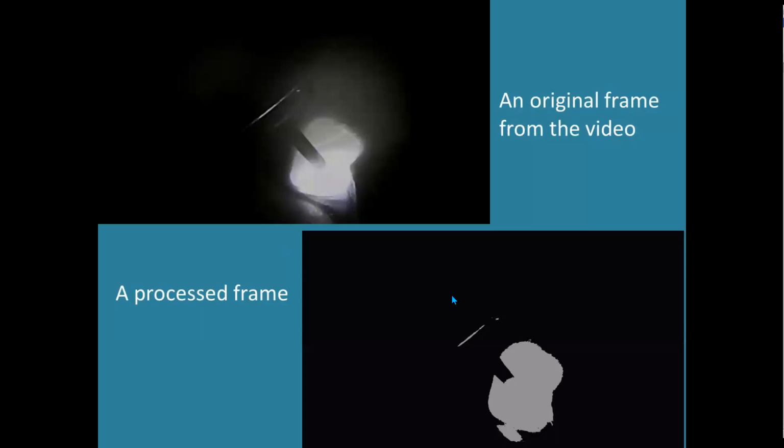These are the example images we worked on. The first one is the original image from the video, 1 frame. The second one is the processed frame. After we processed, we could display the heat region and separate it from the main image, which can be seen.